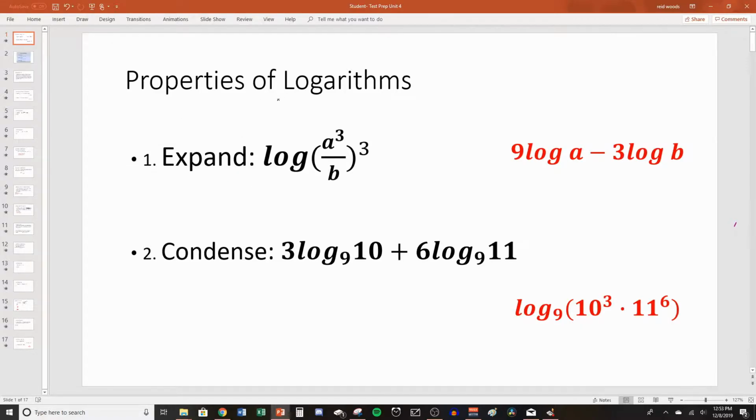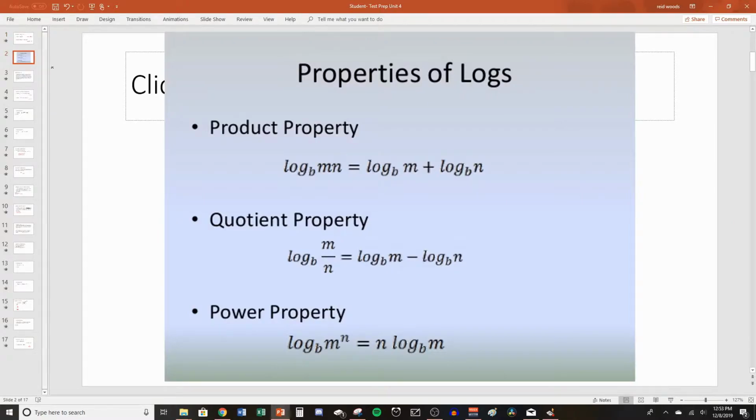Let's look at this first question here. It says properties of logarithms for number 1 and 2 in the practice packet I gave out Friday. On this first one, when we're expanding, we are trying to get it to look sort of like what number 2 looks like. We're doing the opposite of number 2. And we have these properties here: product property, quotient property, and power property.